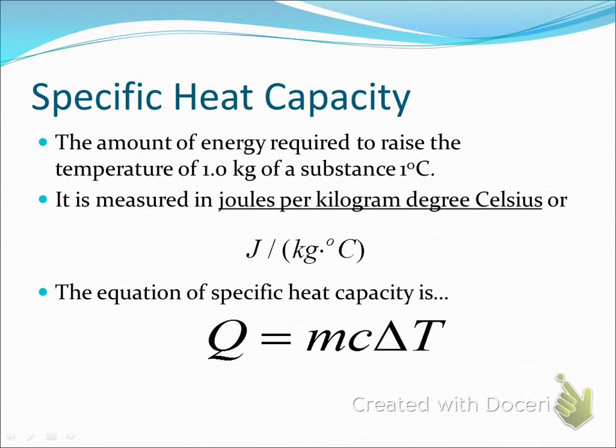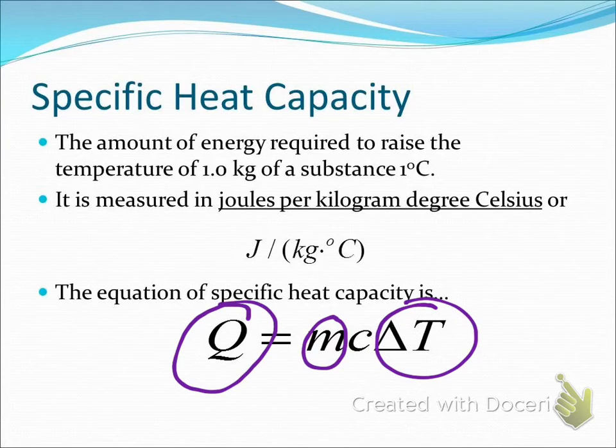Now, the equation that we use for specific heat capacity is looking at, again, those particular factors, right? We're looking at mass. We're going to be looking at temperature change. And we're going to look at the quantity of energy, which is going to be the Q. And then C is your specific heat. That's your specific heat capacity, right? So that's what the lowercase c stands for.